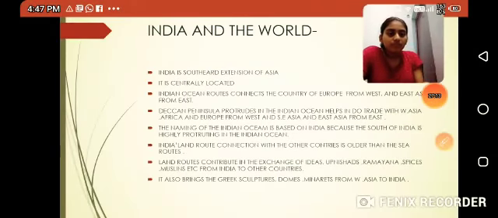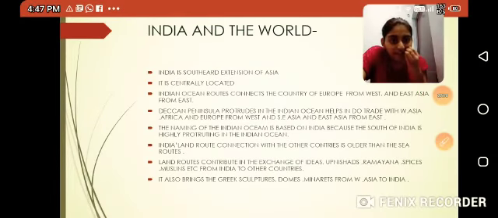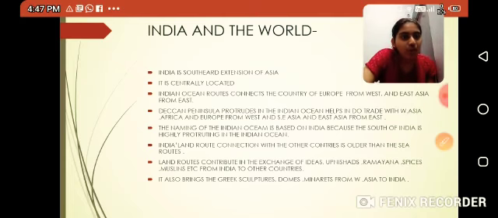Now land route contributes in the exchange of the ideas, exchange of Upanishad, Ramayana, spices, muslin, etc. from India to other countries. So India से बहुत सी चीज़ें ली गई हैं एंड इंडिया को बहुत सी चीज़ें दी गई हैं, एंड ये सब चीज़ें लैंड रूट के थ्रू आई थी एंड गई थी, बिकॉज जो वाटर रूट है दिस इज़ क्वाइट न्यू. ठीक है, ये 200-300 साल पहले होगा, बट बिफोर दैट नहीं था. सो इट ऑल्सो ब्रिंग्स ग्रीक स्कल्पचर्स, स्टोन्स, मिनरल्स फ्रॉम वेस्ट एशिया टू इंडिया. वेस्ट एशिया से इंडिया में ये सब कुछ आया.